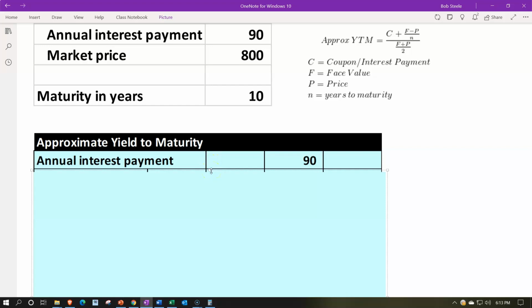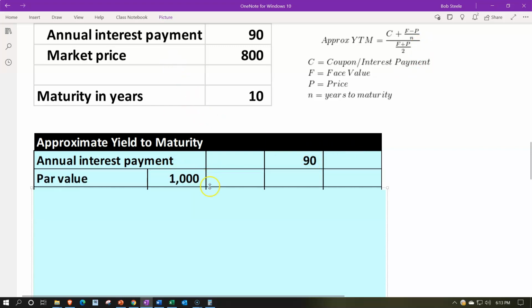So in any case, we have the annual interest payment. Notice what I want to do is I want to have these two, numerator and denominator, in the outer column, and then I'm going to put every added calculation inside. So basically this C on the numerator, I want to have it kind of by itself so I can do the more complicated F minus P over N. So I'm putting that in this cell. That's the annual interest payment.